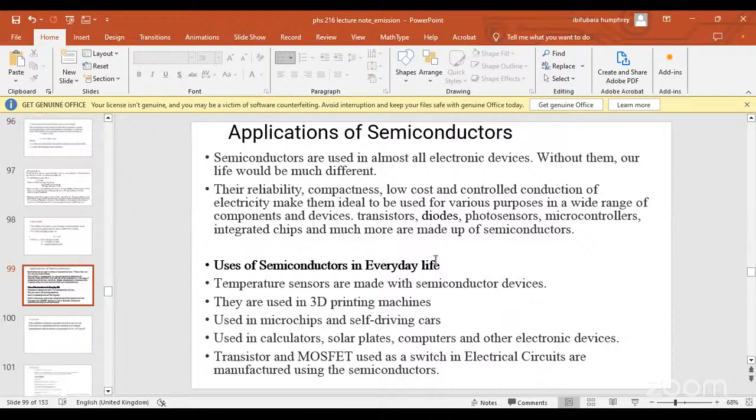Some applications. The application of semiconductors. Semiconductors are used in almost all electronic devices: temperature sensors, 3D printing machines, microchips, self-driving cars, calculators, solar plates, computers, electronic devices, transistors, MOSFET used as a switch in electric circuits, and many more.